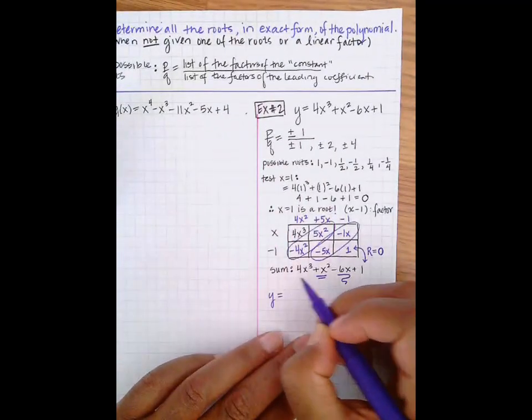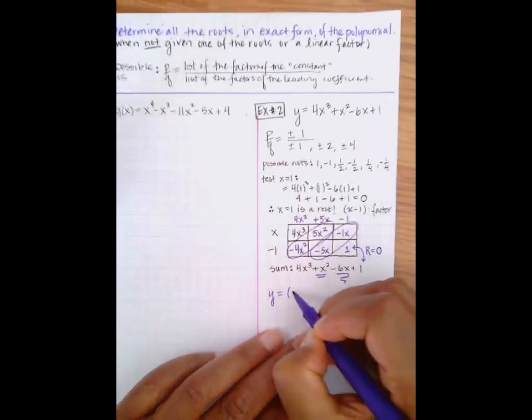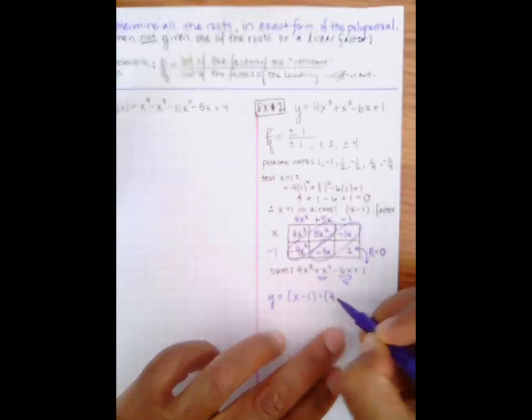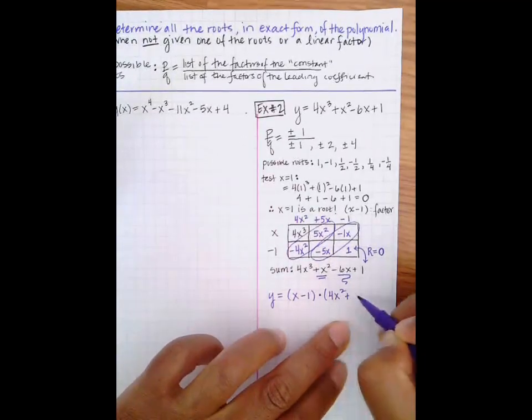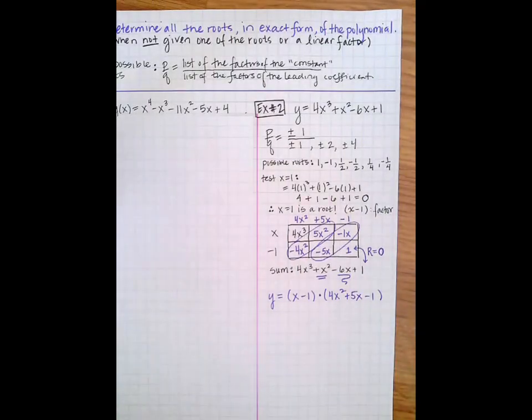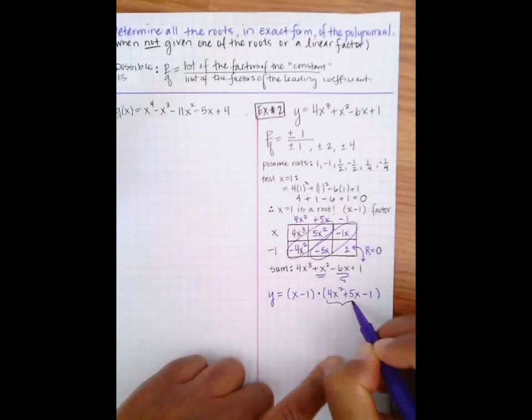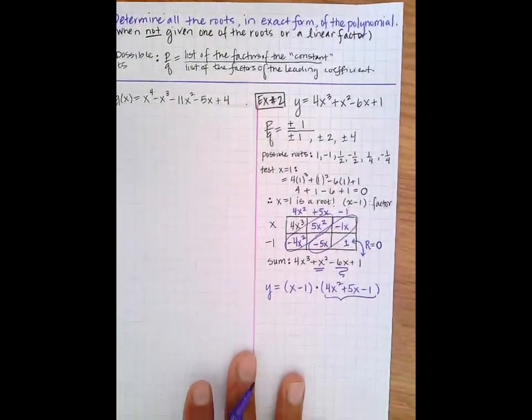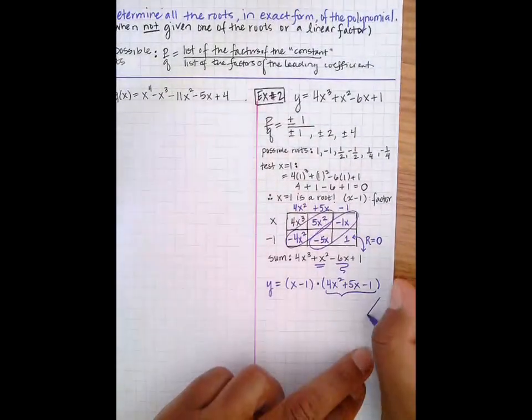My original function, which was this cubic, is really the same thing as x minus 1 times that quadratic factor, 4x squared plus 5x minus 1. And if I want to find the remaining roots, I need to think about what the zeros are for that quadratic factor. So I like to always first check, is it factorable?